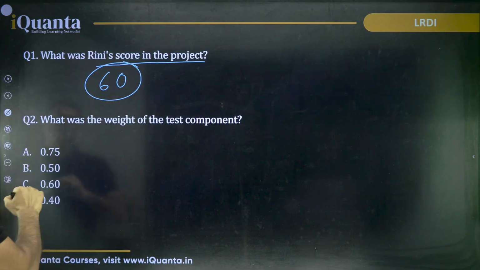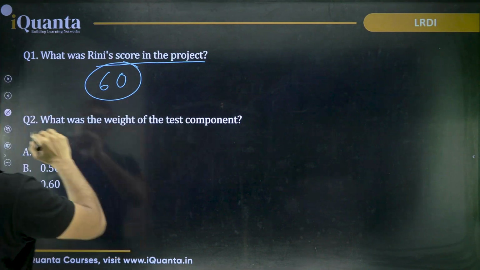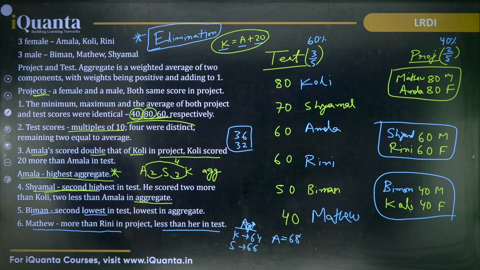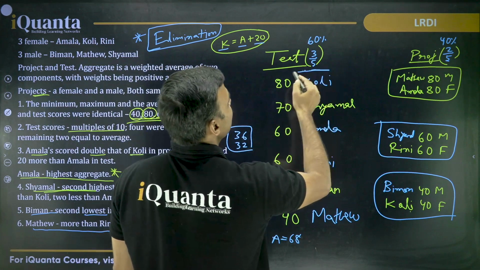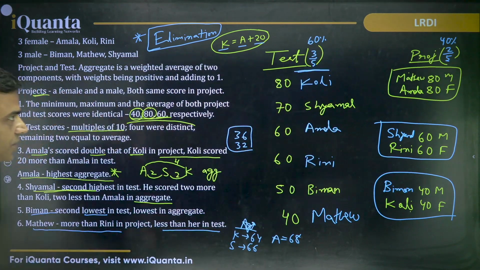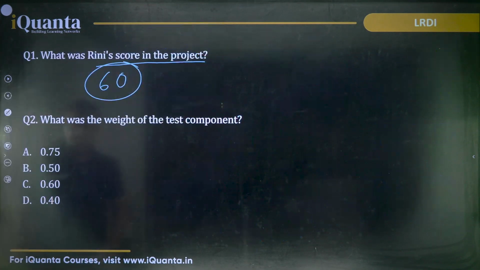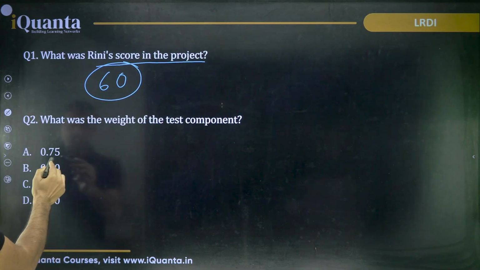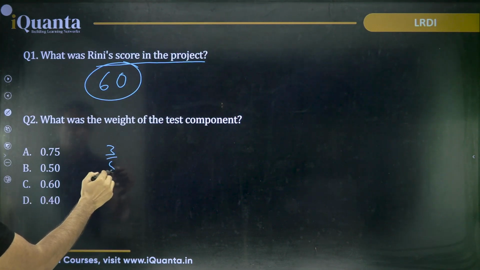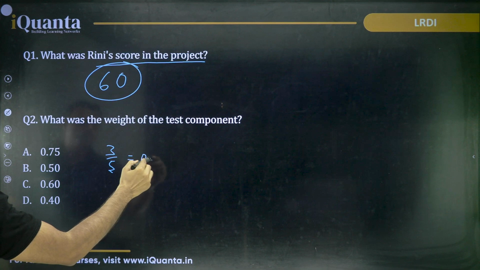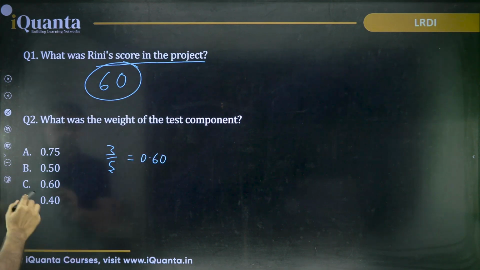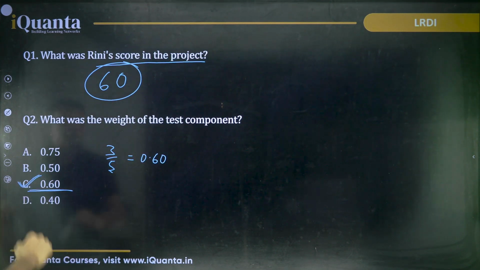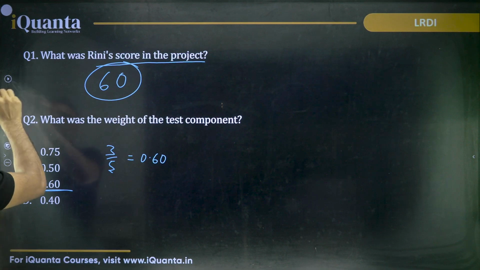Right. What was the weight of the test component? Test component is 3 by 5 in fraction or 60% in percentages. Let's check it. What was the weight? 60%, 3 by 5, in decimal, this is 0.60. Nice. 0.60, option C is the correct answer. Very good. What is the next question?